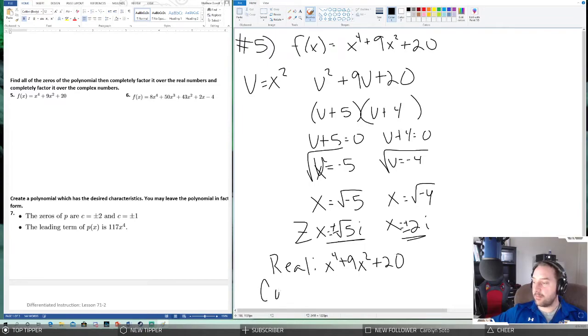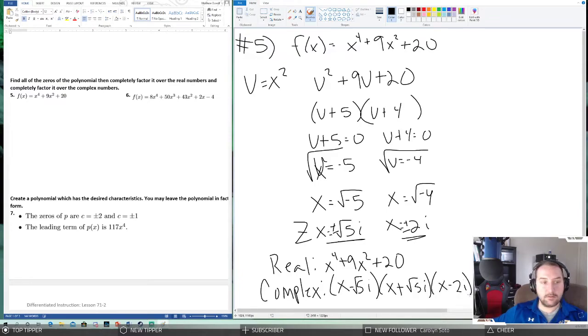And then factoring over the complex, that's going to be x minus root 5i, x plus root 5i, x minus 2i, oh no, x plus 2i. That's supposed to be right next to it. It got blocked off. So these are my zeros. Those are the real, those are the complex. Comments or questions on that?